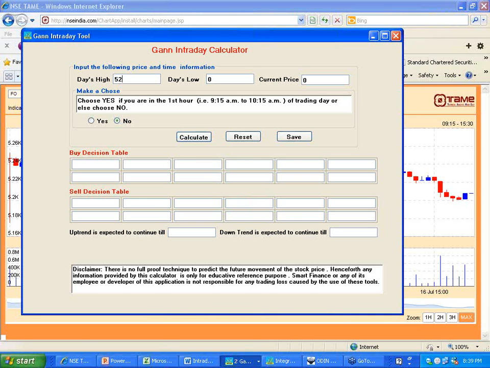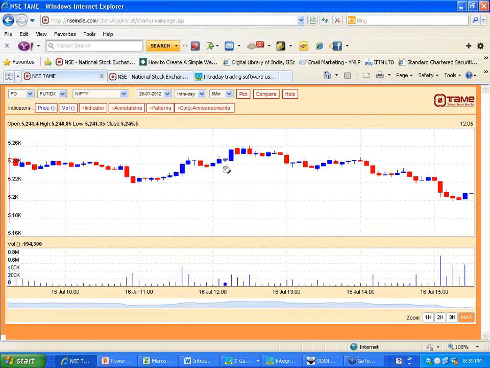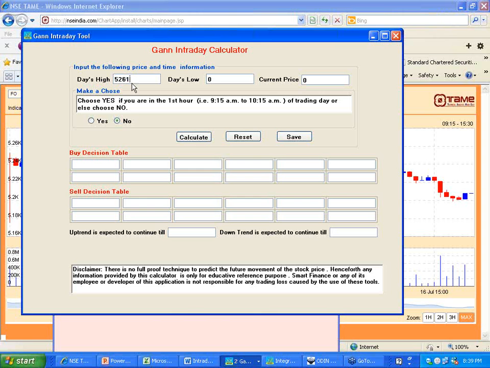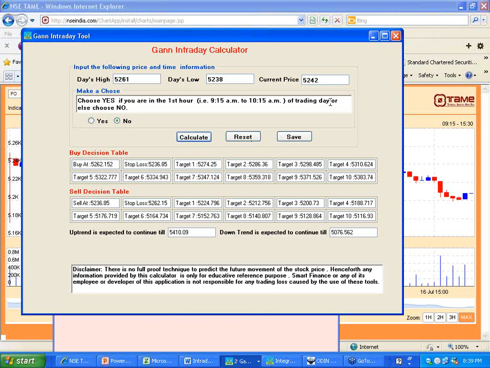Let me take the values again. The high is 5261 and the low is 5238, and we are at the 5242 level. So this is not the first 1 hour's data, and it gives you slightly different values. At the 5262 level you should purchase, and at the 37 level you should sell.